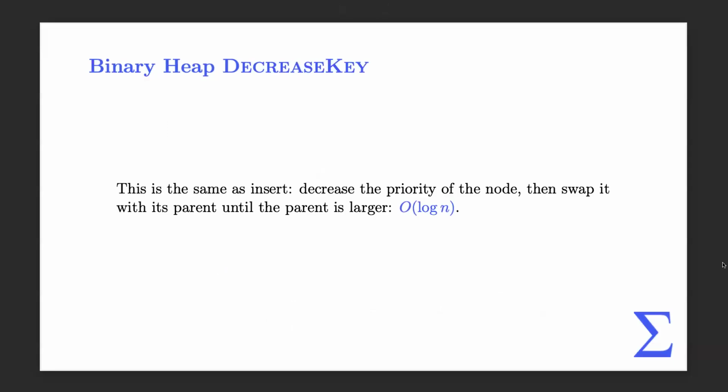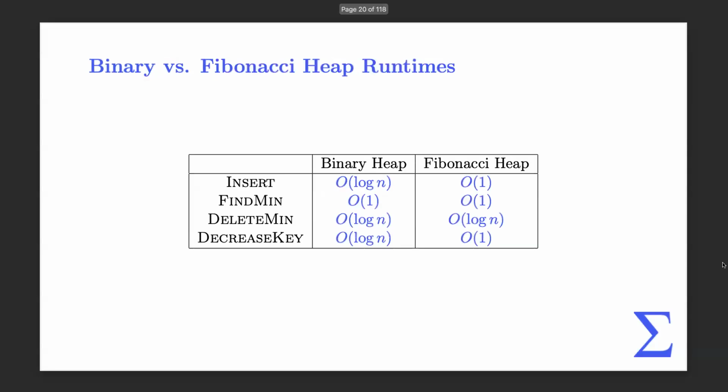And decrease key, which I don't know, it's kind of like an arbitrary function. I don't know if it's super useful, and there might be other functions that are useful additionally, but basically it ends up being the same as insert: make it smaller and then bubble it up. So in summary, everything is log n except for find min, which is free. And then Fibonacci heap, I'm claiming, is going to be big O constant for pretty much everything except for delete min.